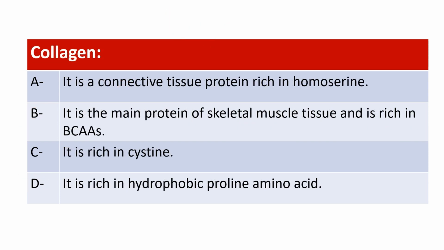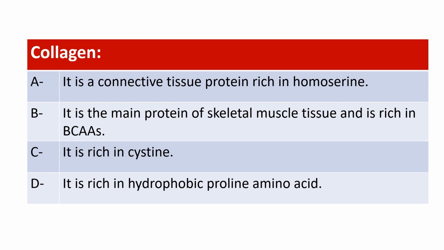Collagen. We are looking for the correct statement. It's a connective tissue protein rich in homoserine. It is the main protein of skeletal muscle tissue and is rich in branched-chain amino acids. It is rich in cysteine. It is rich in hydrophobic proline amino acid. Think about the question. 5 seconds. It is time to answer.